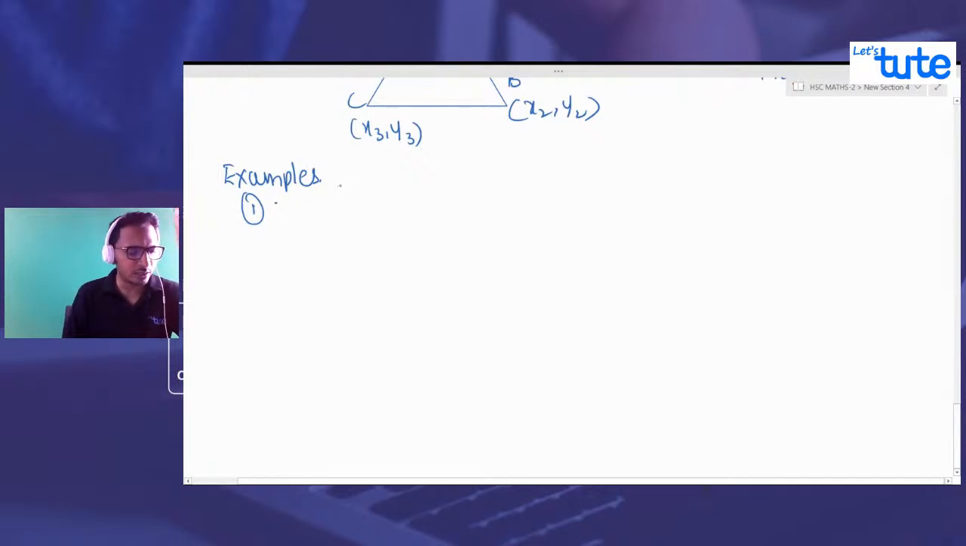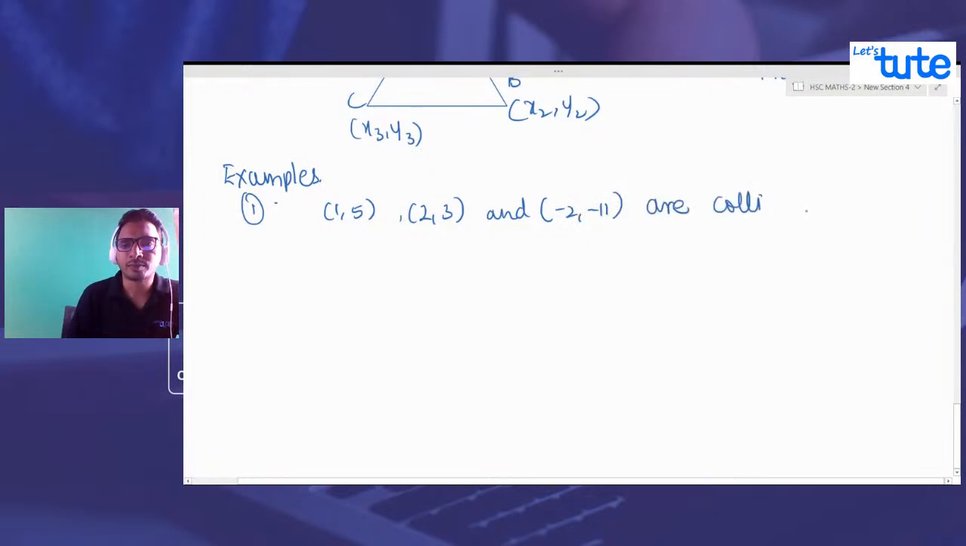Okay, the question is, determine if the points (1, 5), (2, 3) and (-2, -11) are collinear. We have to determine if these 3 points are collinear. Now, how to find that these 3 points are collinear? Collinear in the sense the 3 points are on the same line.